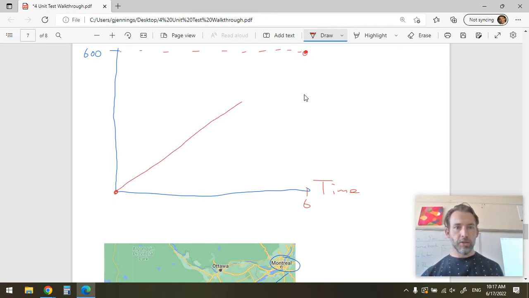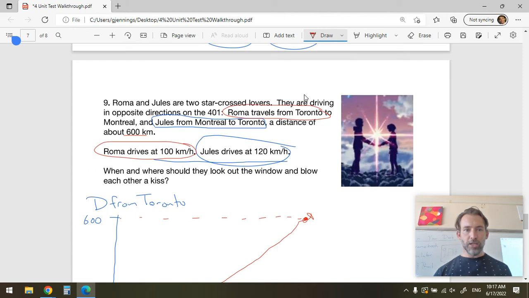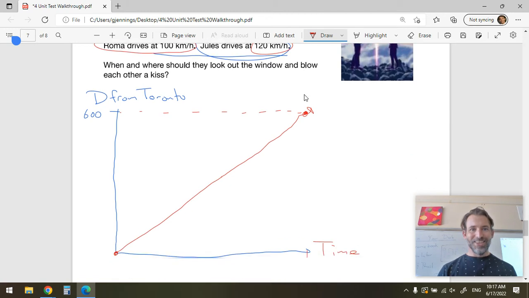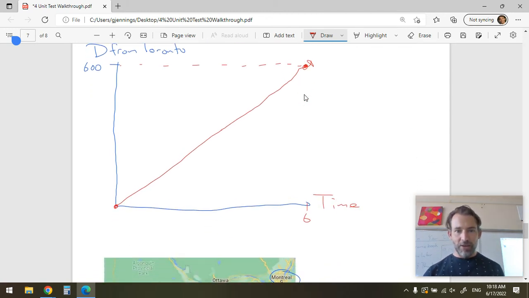So there's Roma's line, okay? Jules, well, a quick check shows me Jules at 120 will take 5 hours to travel 600 kilometers. 5 times 120 is 600. Or 600 divided by 120 is 5. So that gives me 5 hours here.